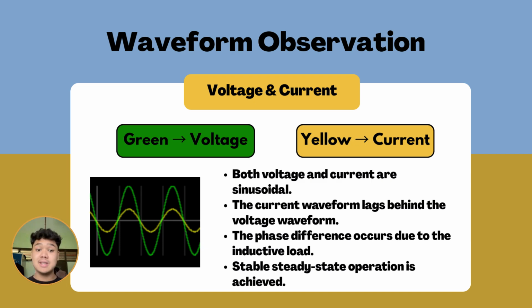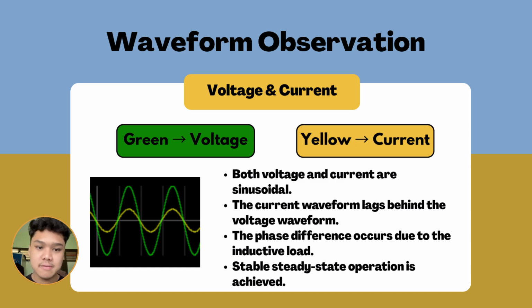In an inductive circuit, we know that energy is temporarily stored in the magnetic field before being released back into the circuit. Because of that, the current cannot respond instantly, causing it to lag behind the voltage. This phase difference also explains why our power factor is lagging and relatively low.